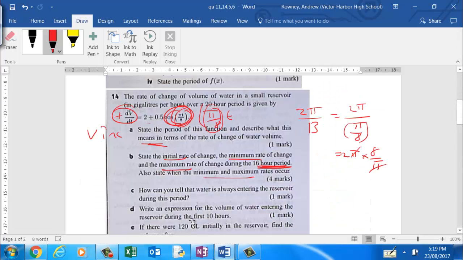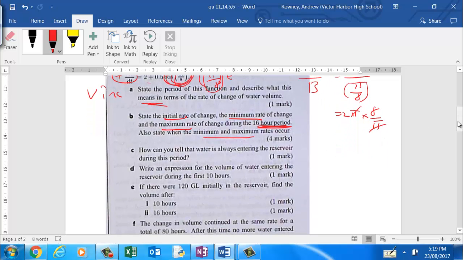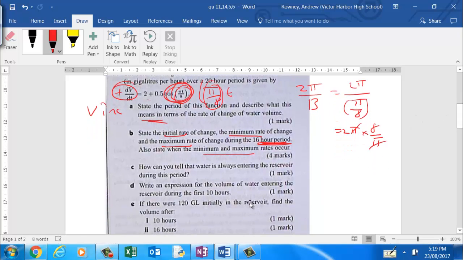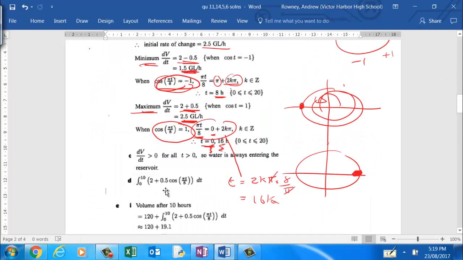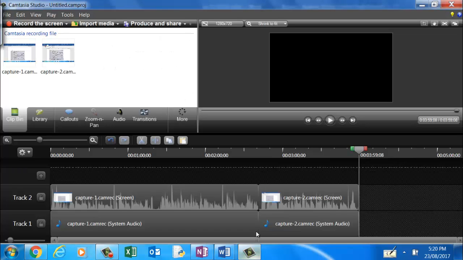Next one is to find the expression for the volume of water. The volume, we have to integrate that, and it's in the first 10 hours. So it's just simply the integral from 0 to 10 of the derivative. And then parts E and F are basically doing that for specific times, and you can go through that in your own time, because that's a little bit too specific, I'd say, for this test.